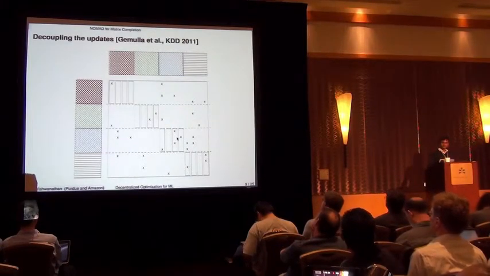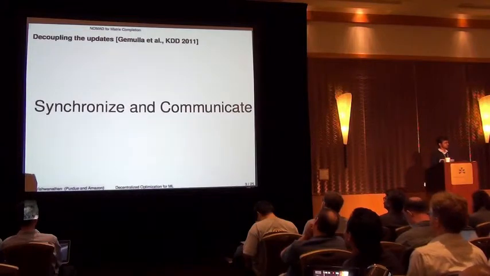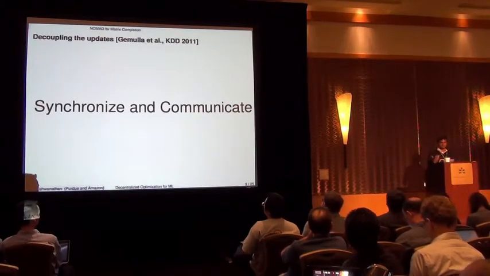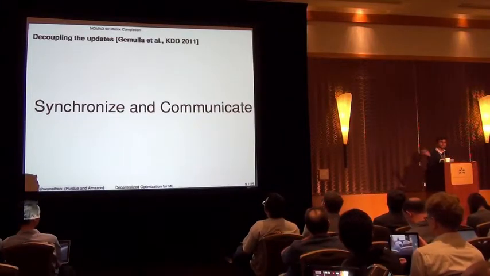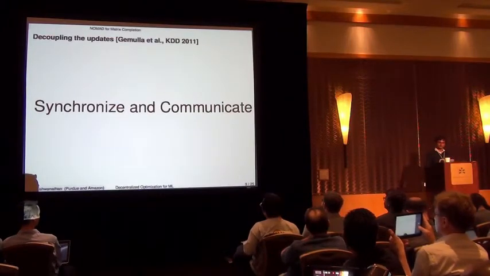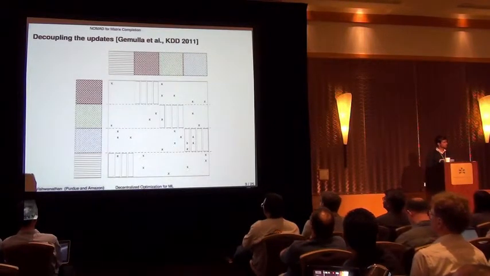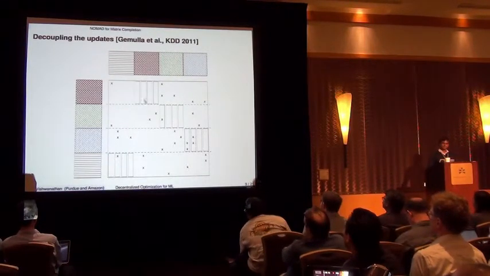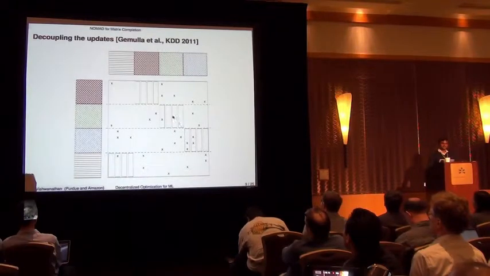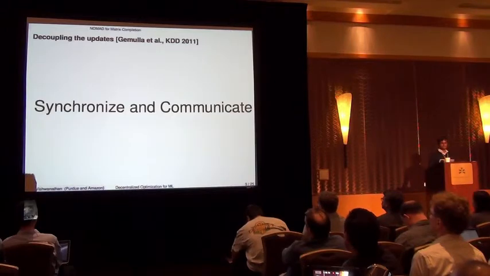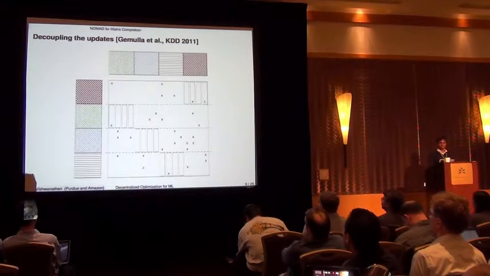After a while, you stop and synchronize. What do I mean by synchronization? Everybody communicates with each other and exchanges the movie parameters across all the different machines. After communicating, all the movie parameters have moved to different machines, and now this machine can continue working on this part of the data, the other machine on the other part, and so on. Then again you synchronize, communicate, and so on.